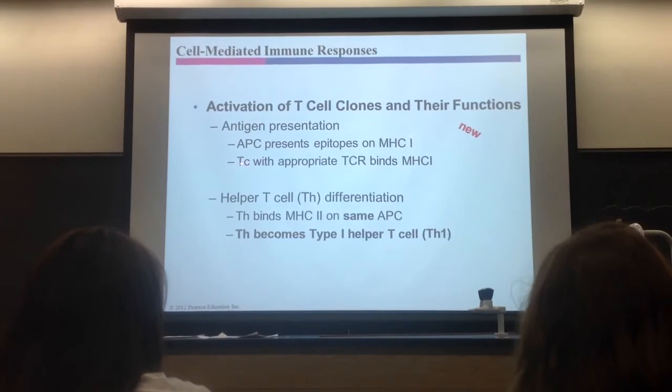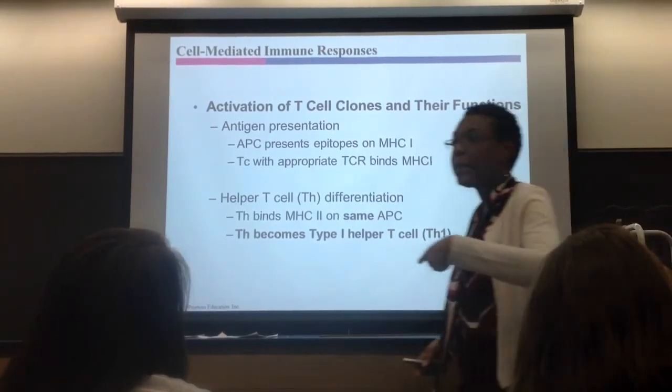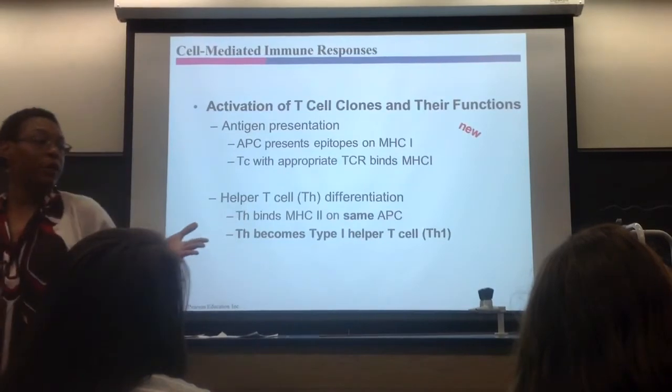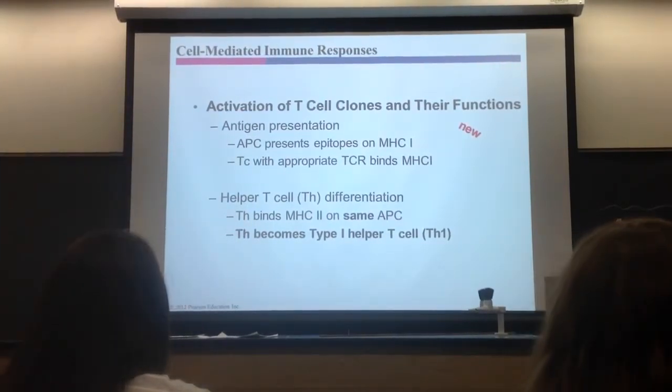Some TC, with its appropriate TCR, will bind that guy's MHC. Now, of course, there's a picture of this, but I figure I'll present the words first, and then I'll show you the picture. So in other words, what's happening is you have a TC, because we want to turn him on, potentially. And guess what? He has a TCR, correct?